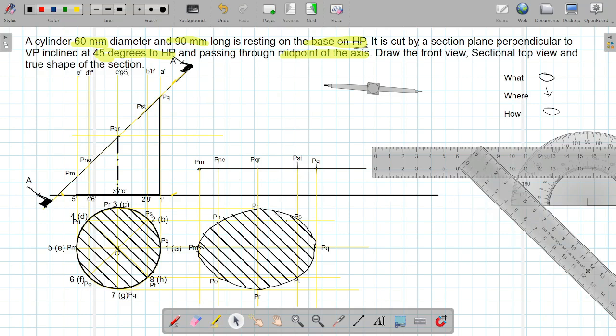Now we have to complete this numerical problem by giving the dimensions, which are missing now. That is 60 mm diameter, 90 mm axis length, 45 degrees, and one more thing, the midpoint of the axis. So a total of four dimensions are to be given. So I will make the dimension lines. Dimension lines should be medium dark. So this completes the solution in all respects. Hope you have understood. In the next class we will solve some more problems on section of solids. Thank you.